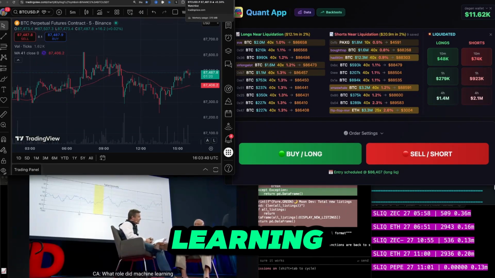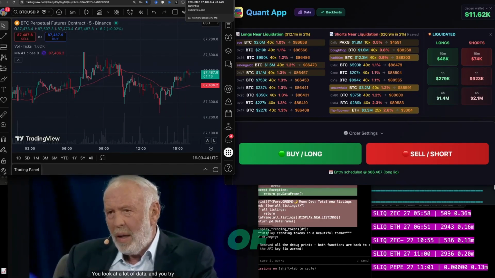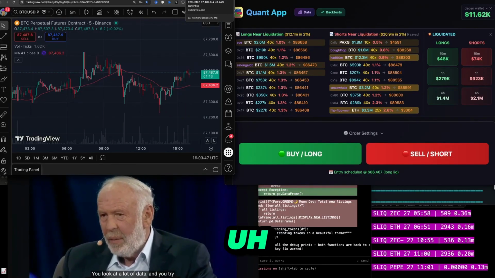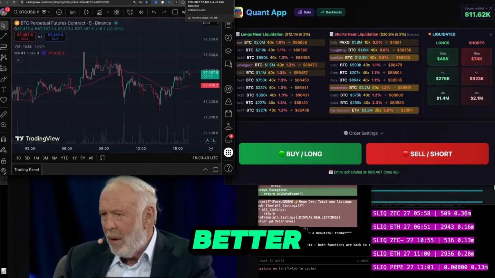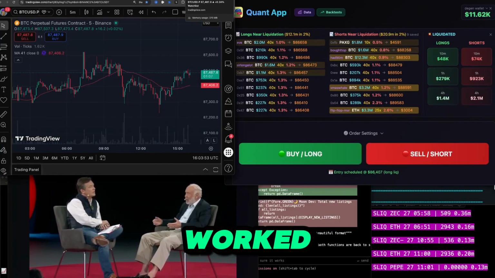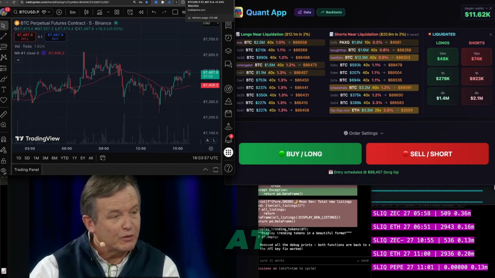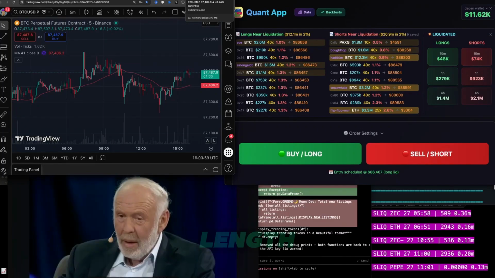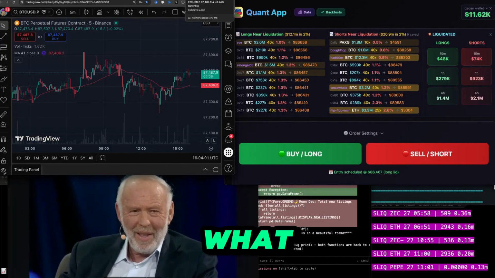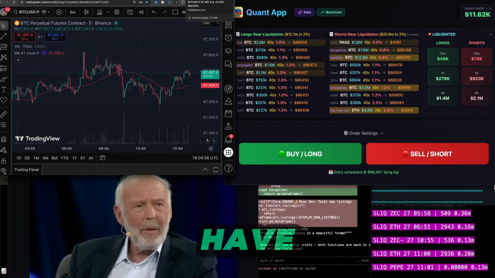What role did machine learning play in all this? Well, in a certain sense, what we did was machine learning. You look at a lot of data and you try to simulate different predictive schemes until you get better and better at it. It doesn't necessarily feed back on itself the way we did things, but it worked. So these different predictive schemes can be really quite wild, quite unexpected. I mean, you look at everything, right? You look at weather, length of dresses, political opinion. Length of dresses we didn't try, but what sort of things? Well, everything. I mean, everything is grist for the mill, except hem lengths, I have to say.